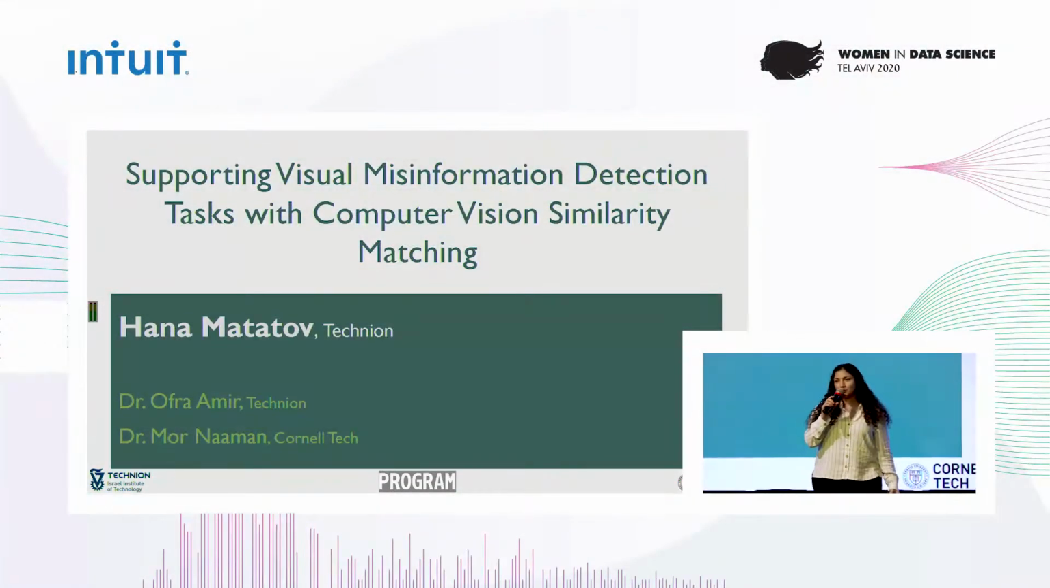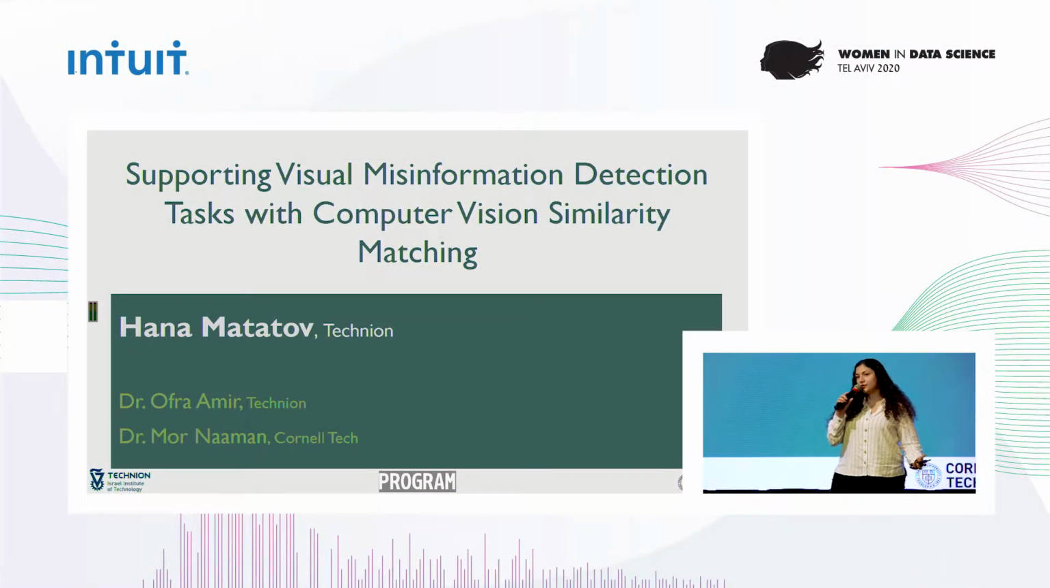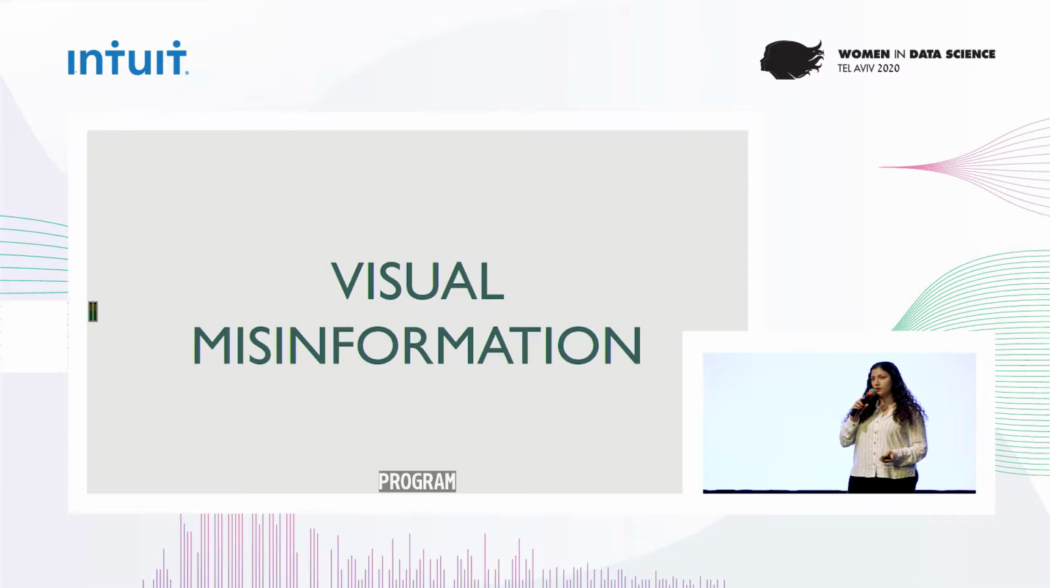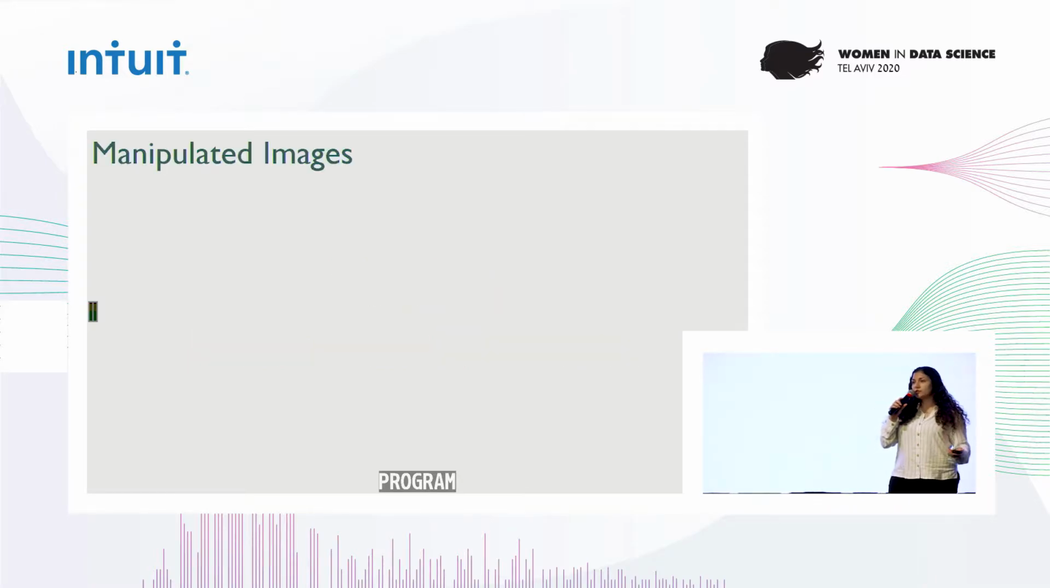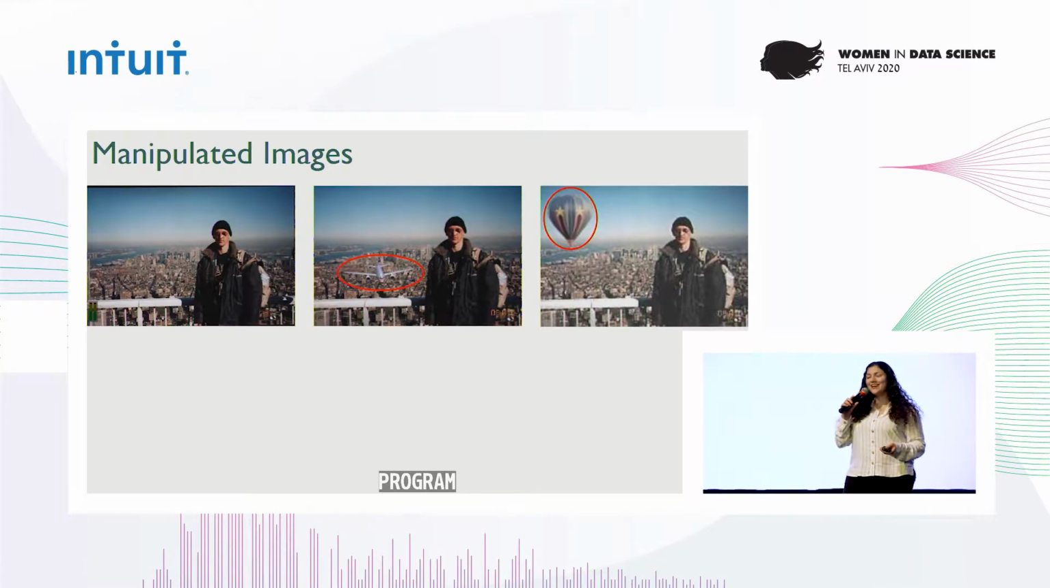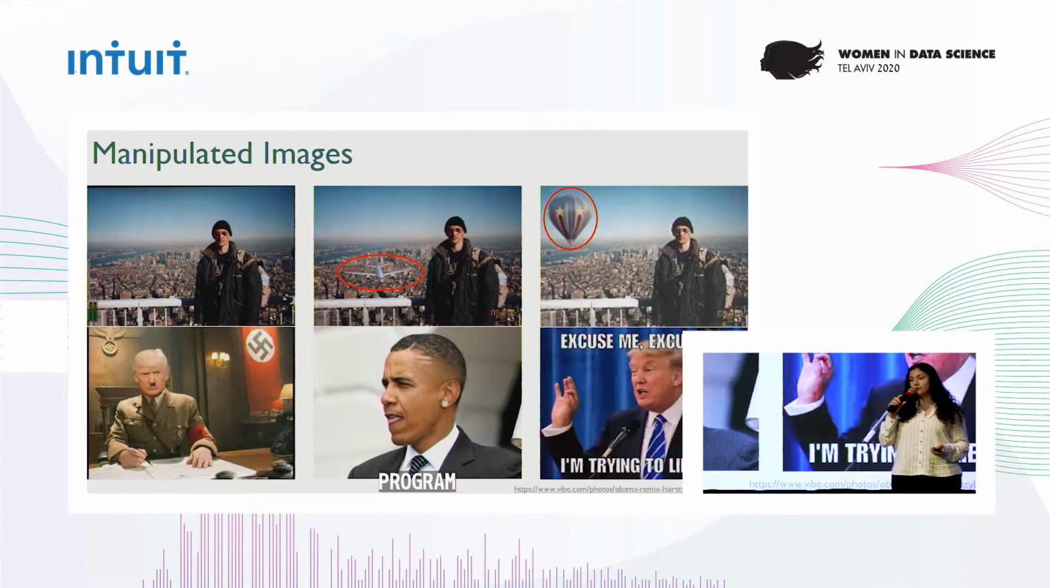So the main subject of this work is visual misinformation detection. But before we start with the detection part, first let's understand what visual misinformation means. There are two main types of visual misinformation. First, the publication of manipulated images, for example, spliced images, photoshopped images, or memes.